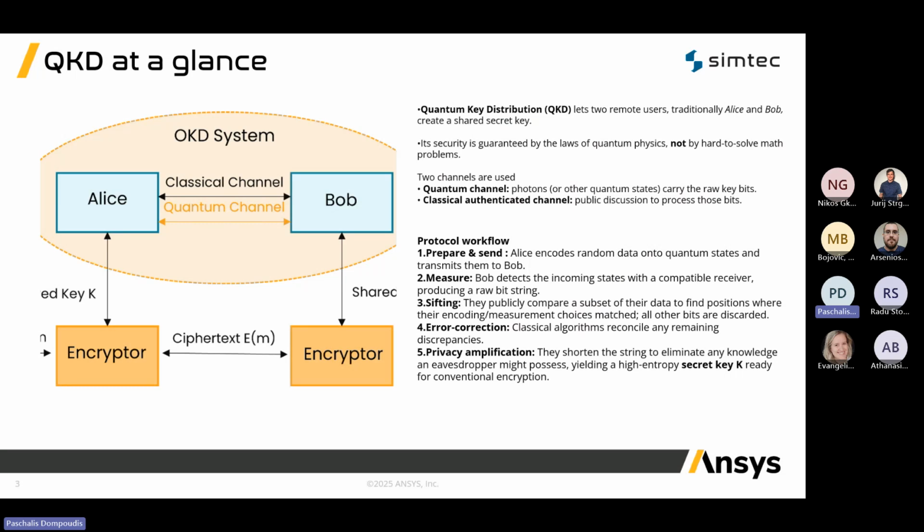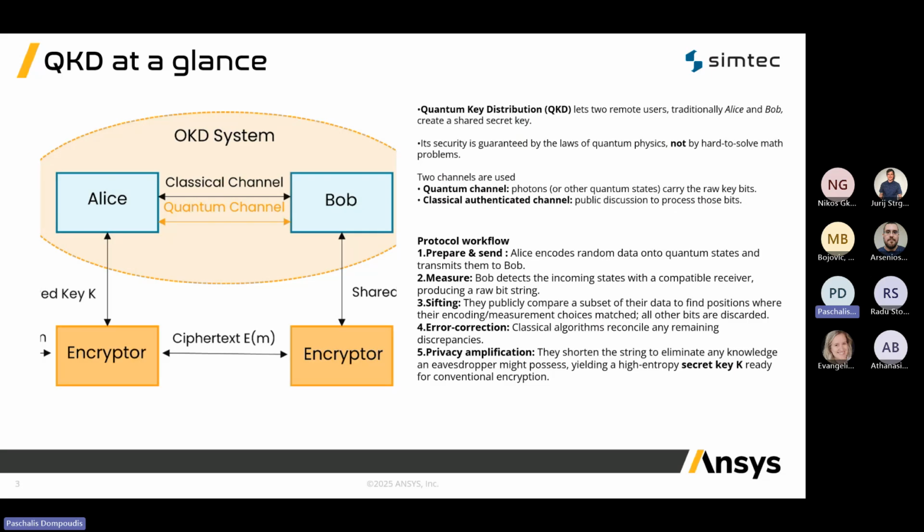First, Alice sends quantum states that encode random bits. Because quantum states cannot be copied without disturbing them, any eavesdropper will leave noise. Bob measures those states, and now both parties have a long string of bits.